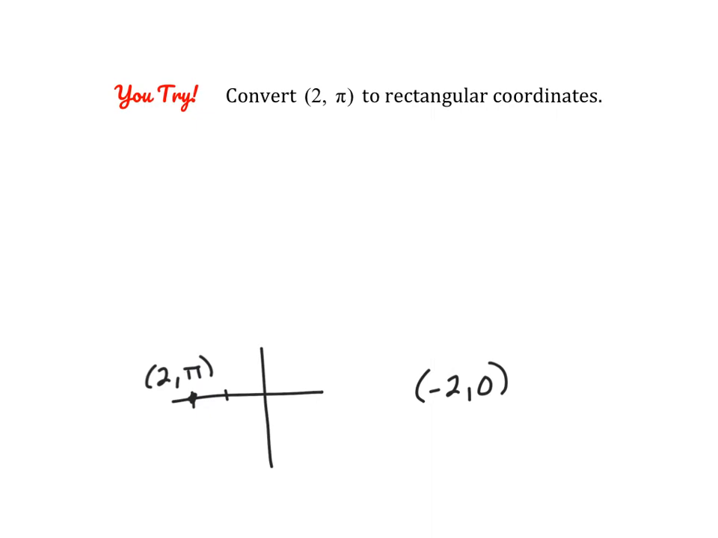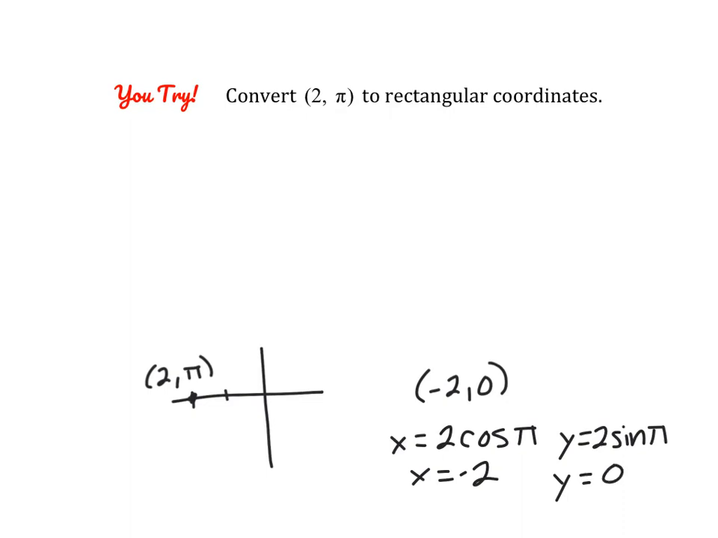All right, so here you can see this one is actually easier to plot and just to interpret, although you could use the formulas as well. 2 pi is right here, and so on a rectangular axis, that's just -2, 0. Although we could say x equals r times the cosine of theta. Cosine of pi is -1, so x equals -2. Y equals r sine of theta. Oh, sine of pi is 0, so we get 0. So we get the same exact coordinate using our formulas.